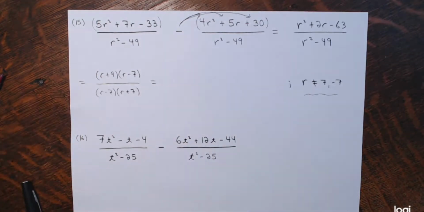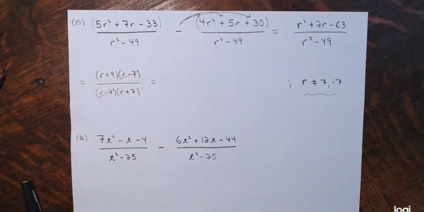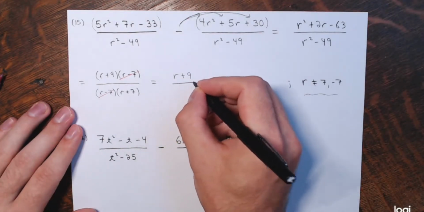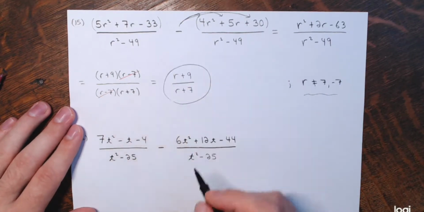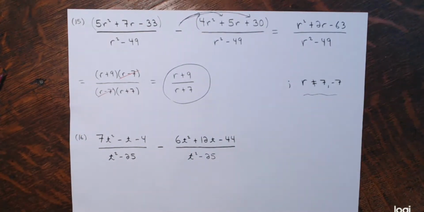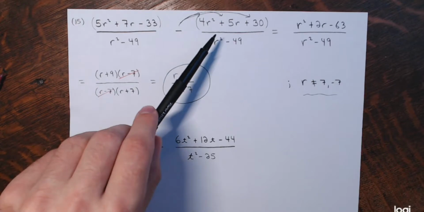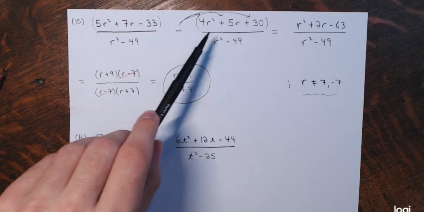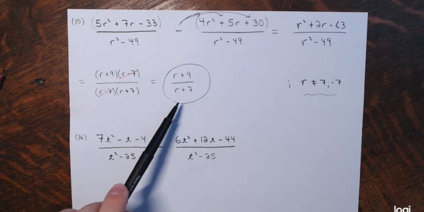And now I'll cancel the common factors. I'm seeing the common factor of r minus 7 in both the numerator and denominator, leaving me with r plus 9 in the numerator, divided by r plus 7 in the denominator. And once again, I leave it to you to check, test some values, see if you believe this. If you did everything correctly, you could replace r with any number except 7 or negative 7, and the value of the original expression will be exactly the same as the value of this final expression, r plus 9 divided by r plus 7.